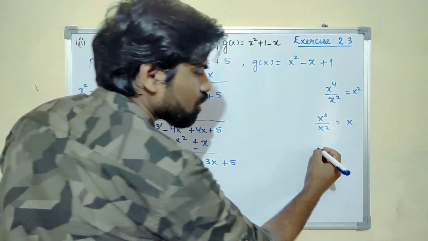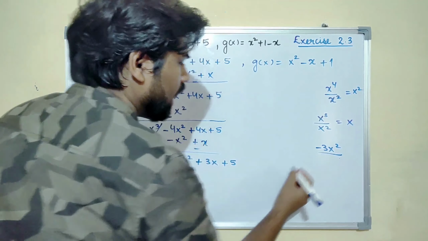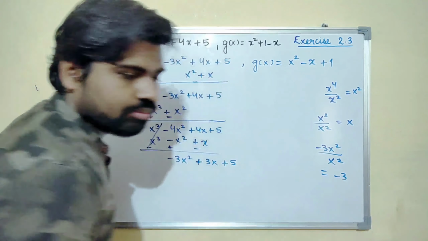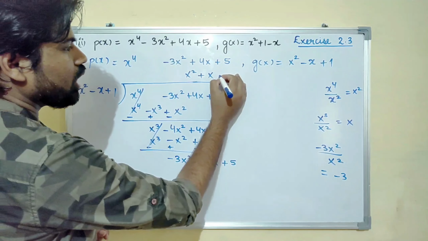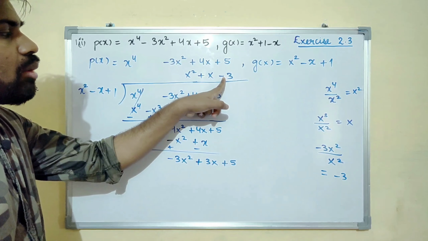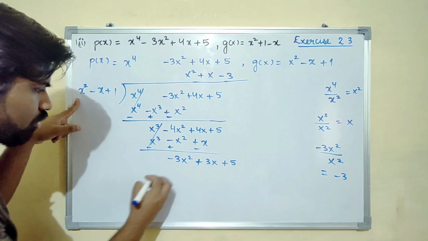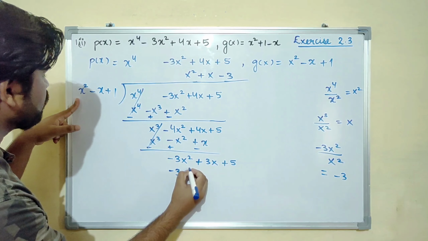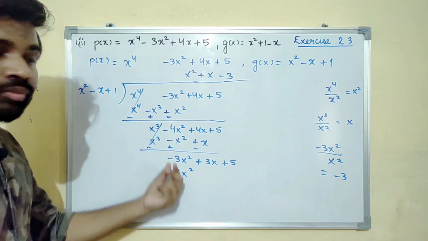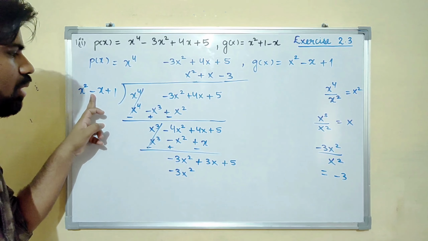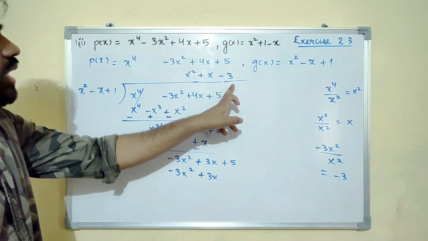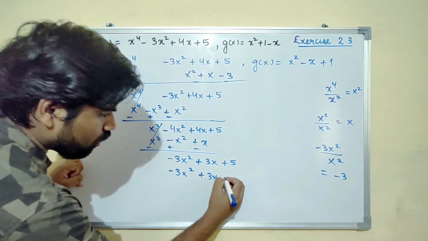So here the first term of the dividend is minus 3x square and the first term of the divisor is x square. So which will give minus 3, right? So write it here, minus 3, and then multiply. Minus 3 multiplied by x square will give you minus 3x square. Similarly, when you multiply minus 3 by minus x, you will get plus 3x, and minus 3 multiplied by 1 will give you minus 3 only.